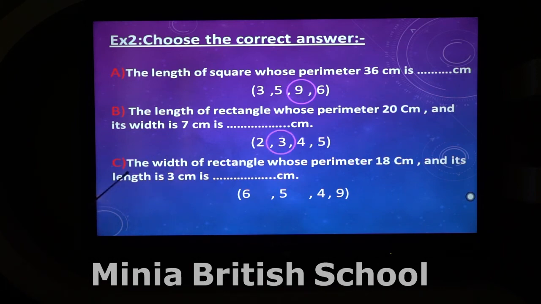What about the last one? The width of a rectangle whose perimeter is 18 centimeters and its length is 3 centimeters. As we find the length, we can find the width also. The width here, I will divide the perimeter by 2 and then minus the length. Again, the width here equals what? The perimeter divided by 2 between two brackets minus this length. So 18 divided by 2 gives me what? Which number do I multiply by 2 to give me 18? Excellent, 9. And 9 minus the length, 9 minus 3, equals what? Equals 6.